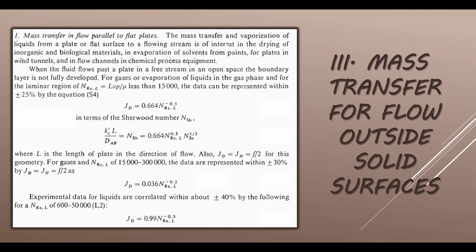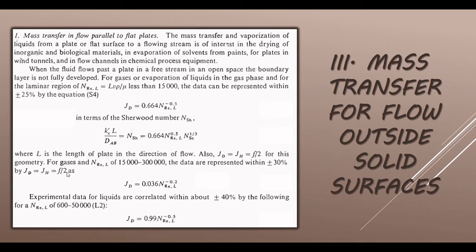Now, if you're going to express this dimensionless J sub D factor in terms of the Sherwood number, N sub Sh, then it is K sub C prime times L divided by the molar diffusivity D sub AB, and it is also equal to 0.664 times the square root of the Reynolds number, times the cube root of the Schmidt number. Where L is the length of the plate in the direction of the flow. Also, the dimensionless factors J sub D and J sub H are equal to f divided by 2.